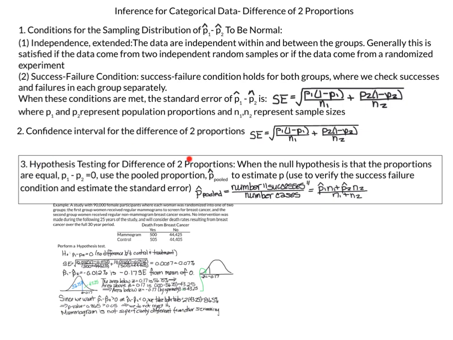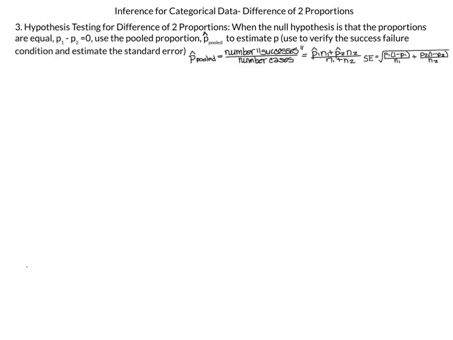Next, we'll do some hypothesis testing. Now, in our hypothesis testing, we're trying to see if there's a real difference between the two proportions. So our null hypothesis is going to assume that the proportions are equal. That is, P1 minus P2 equals 0. We're going to use this pooled proportion, P hat pooled, to estimate P. And we're going to use this to verify the success-failure condition and also estimate the standard error.